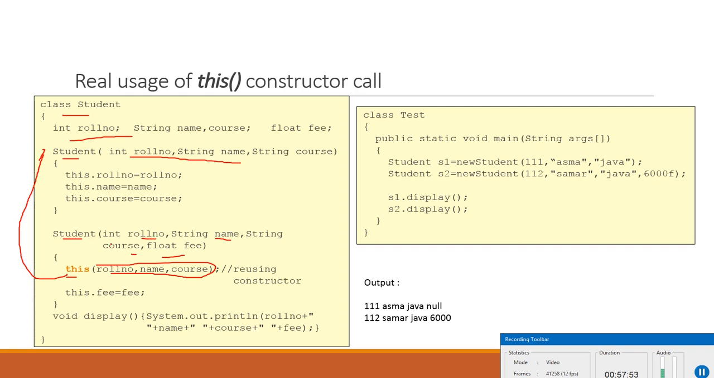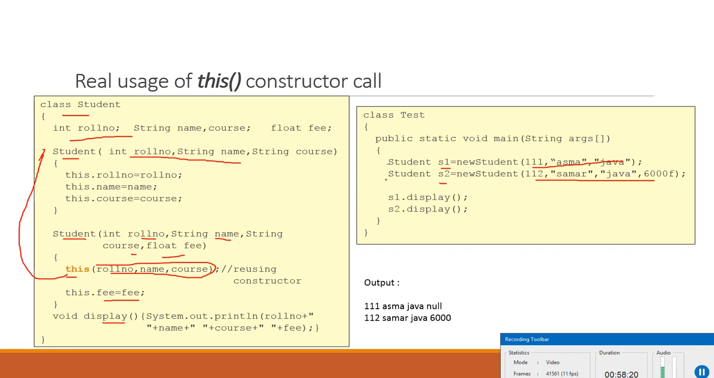In the same way, in this student constructor, it will first call the student constructor with three variables, and then it will initialize the value of the fee variable. And we have a display method which is just printing the value of the variable. So we make two objects over here, S1 and S2. In the first object we just pass three variables. In the second object we pass all four variables.